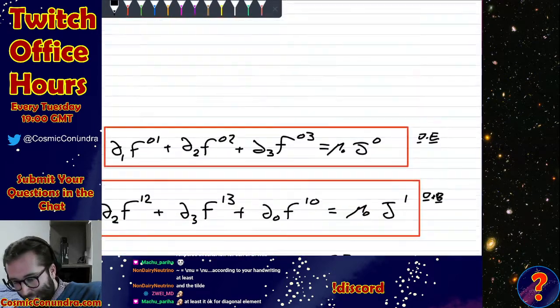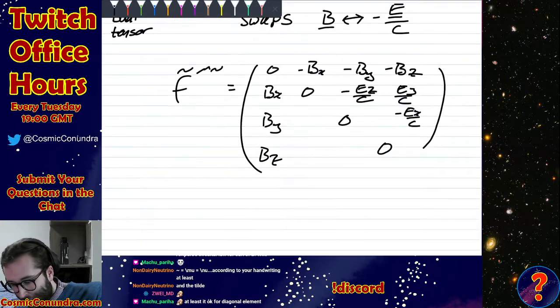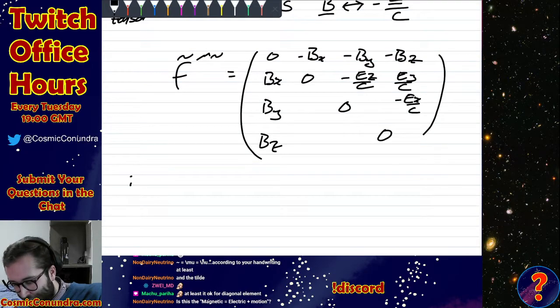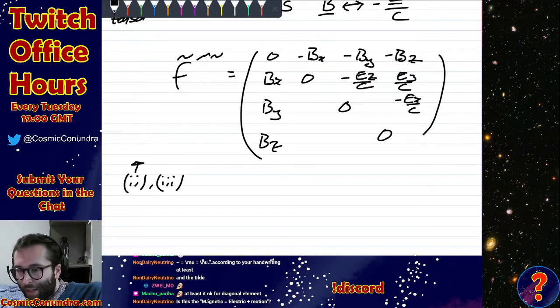And from this tensor here, that is just swapped with a minus sign, the E and B's, you can, in a very hand-wavy, cheaty way, argue that your other two Maxwell equations, so the 2 and the 3 Maxwell equations, is this the magnetic equals electric plus motion? Yeah, exactly. This is how electric and magnetic fields transform into one another.